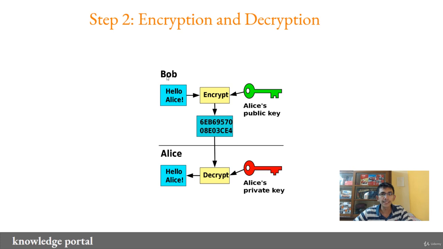So Bob has a message called Hello Alice. He encrypts that message with Alice's public key and you have the resultant encrypted message. Now this encrypted message is something that he can send across the internet or across an unsafe network. Alice will get this encrypted message. She will decrypt that message with Alice's private key and read it. So here she can read Hello Alice. So this is the role of the public and private key.